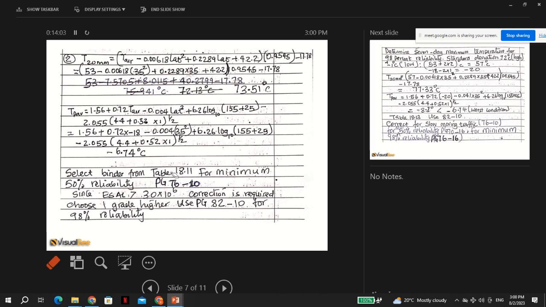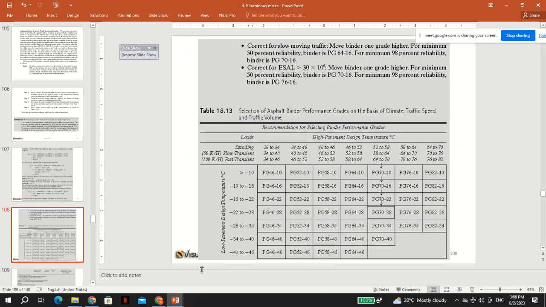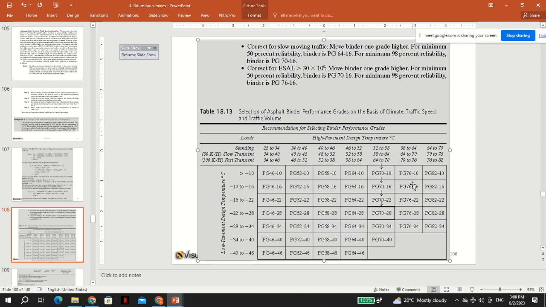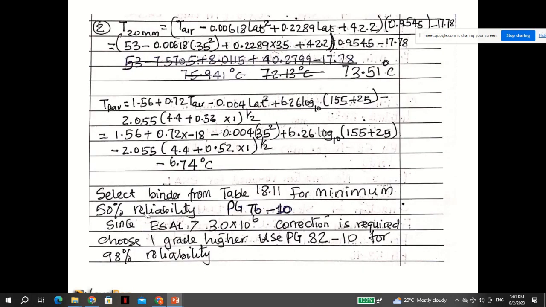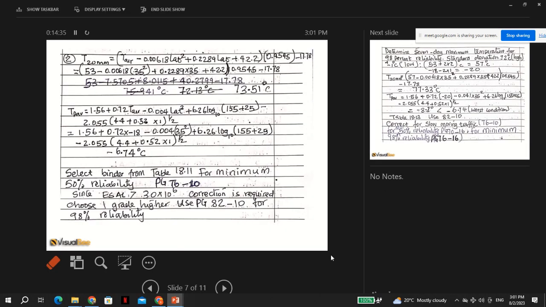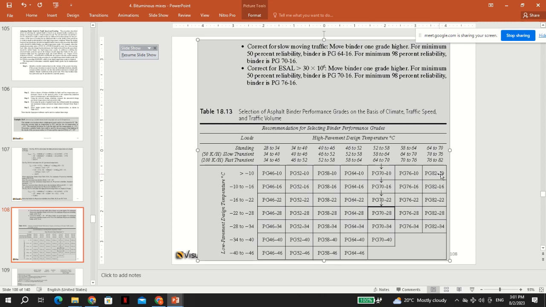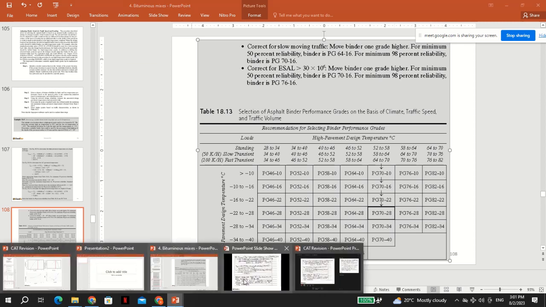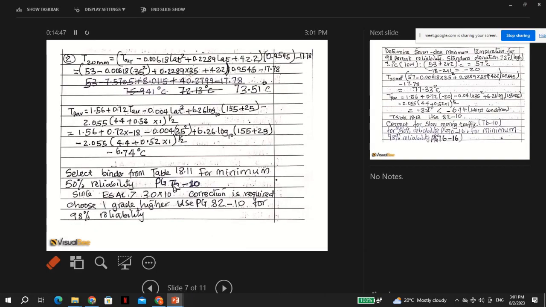Yes. So for 50% reliability, that is 7610. Okay. But for, sorry, you don't move like this, you move this way. I'm sorry, this way. So one grade higher is 82, because the grade is 7610, but you need to go one grade higher, which is 8210, and this is for 98% reliability. So this is 50% reliability, 7610. For 98% reliability, use 8210. You correct one grade higher because of the equivalent single axle loading.